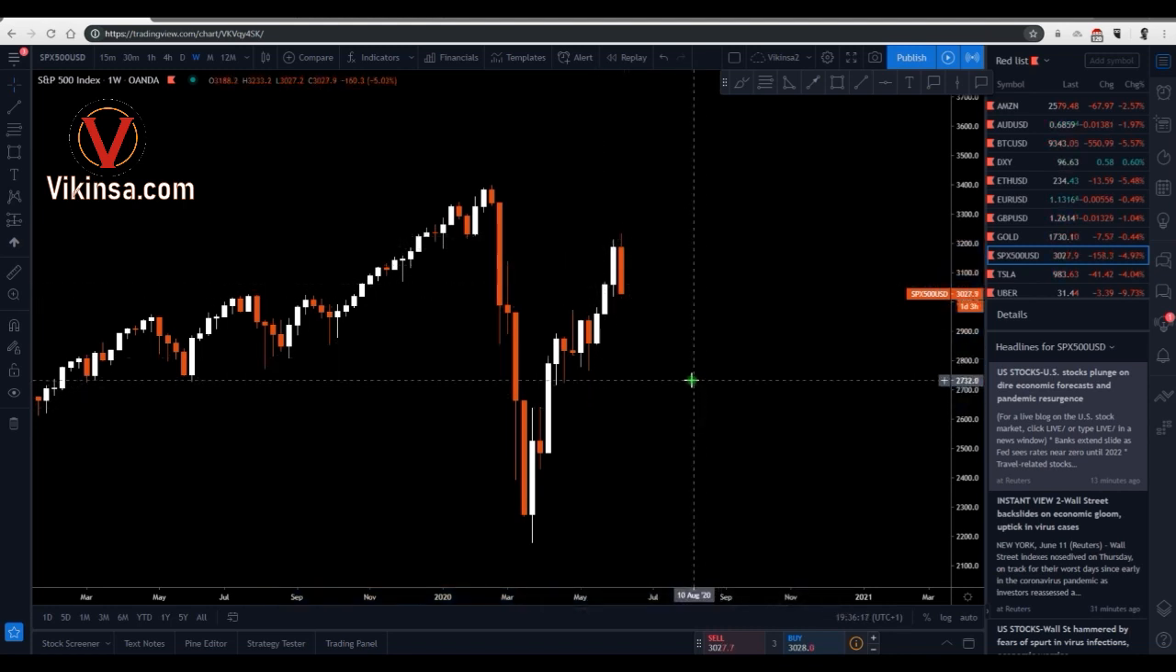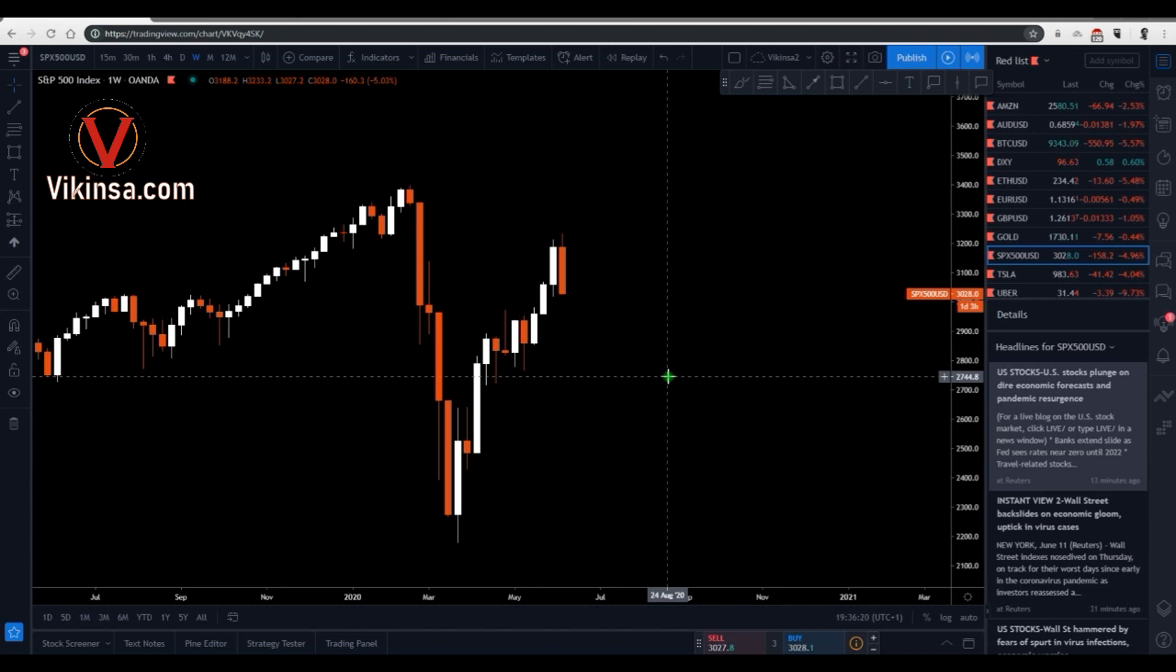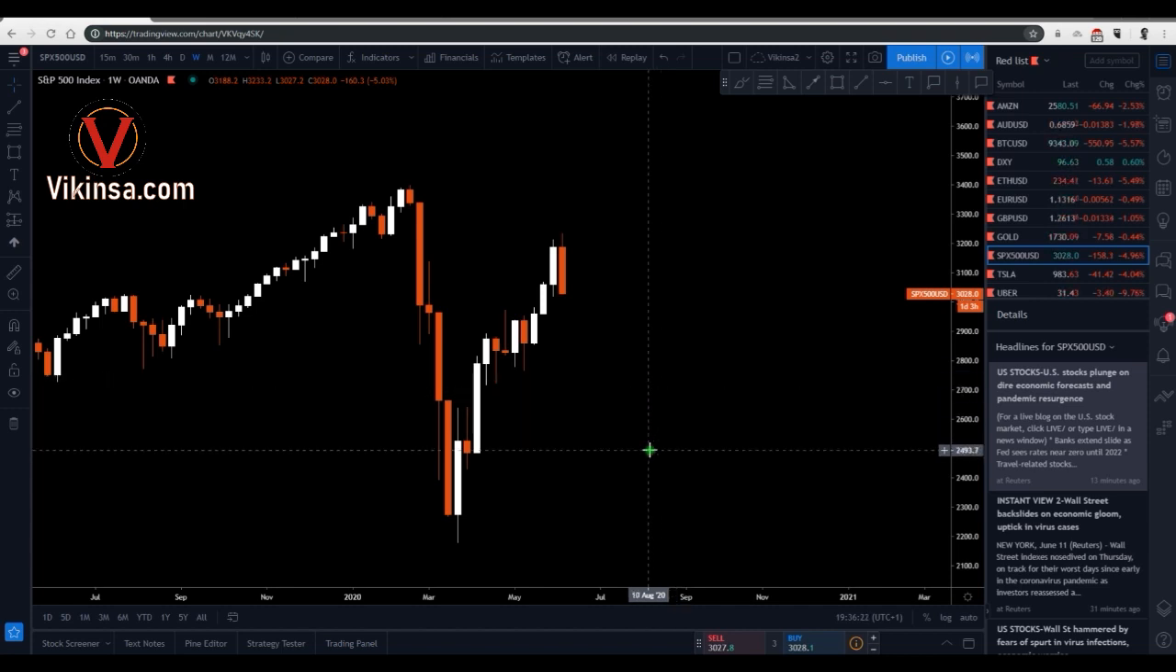However, even before that, as you know, if you have been following my analysis, I actually work on Fibonacci Confluence based analysis.